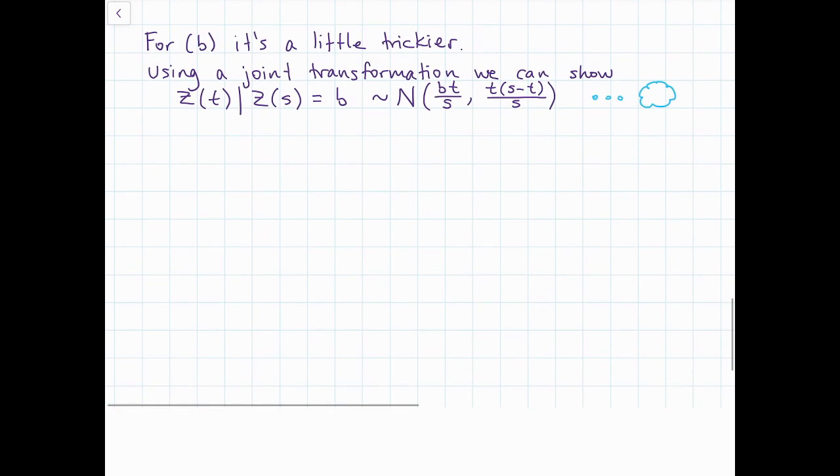If we have Brownian motion here, again, drawing my axes and drawing my jaggedy path of my Brownian motion, we're saying we know what happens at time s. We've reached a value of b.